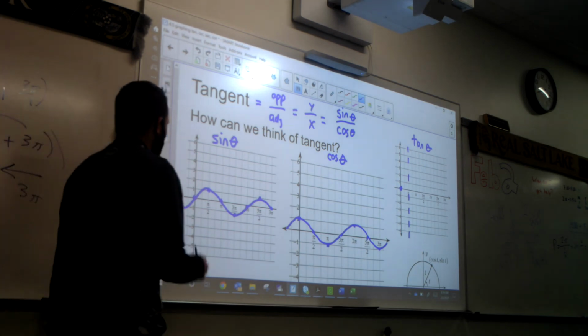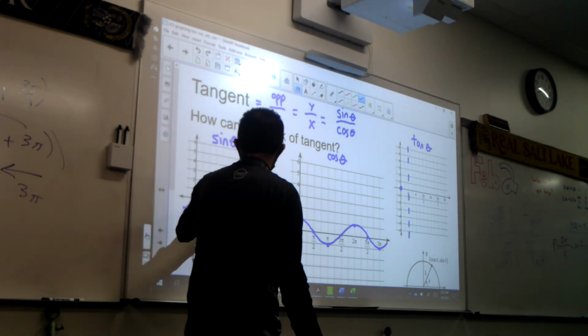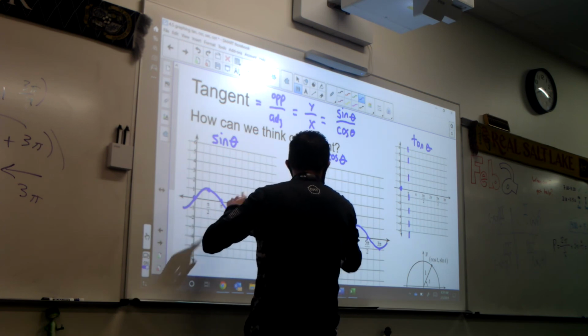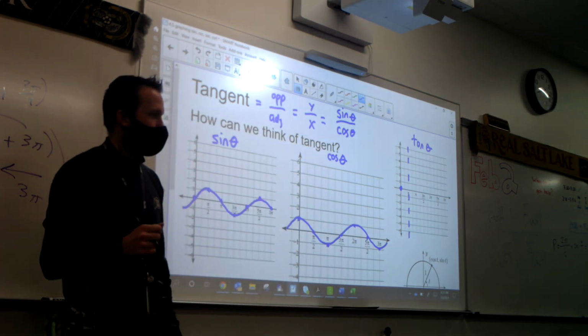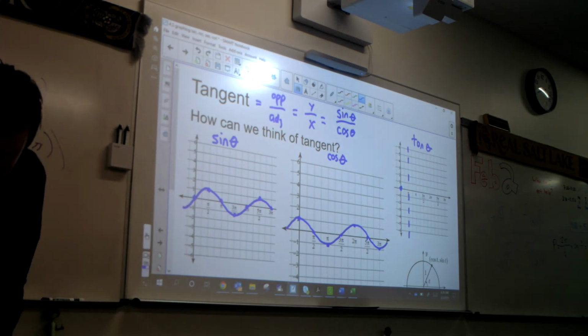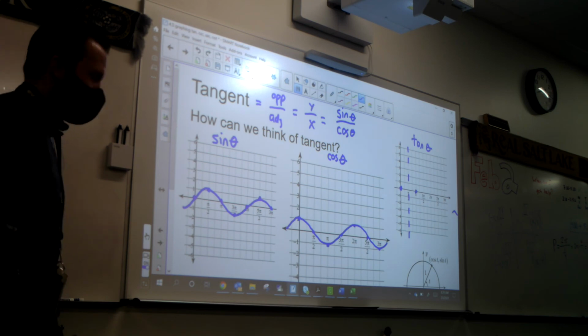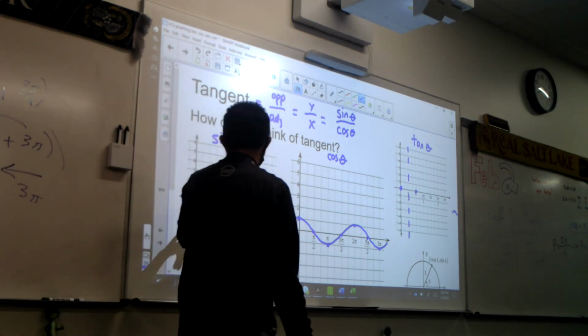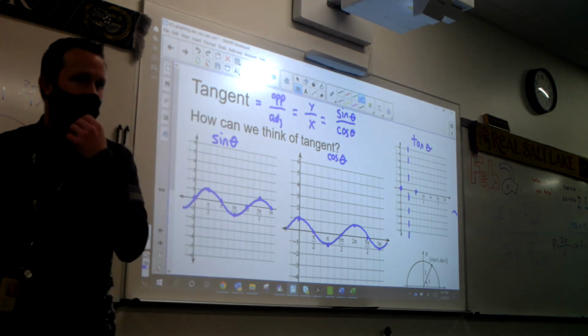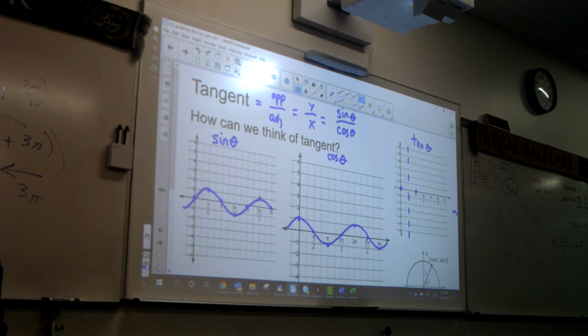So then I'm going to go to pi. 0 divided by -1 is still 0. Can you be negative 0? It's just 0, right? So it's going to be 0. And then I'm going to go to 3 pi halves. Negative 1 divided by 0 is what? Undefined. No bueno. So I'm going to put another vertical asymptote there.